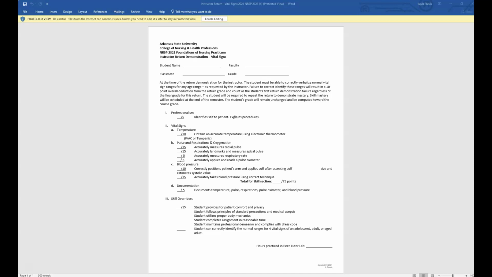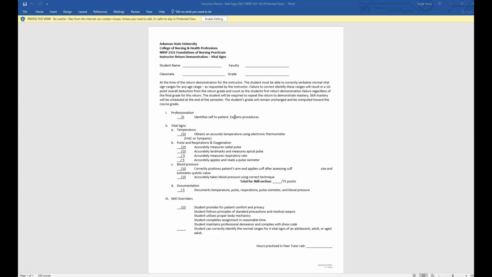And then during this return, you have to provide for privacy and comfort. Is your patient comfortable? Is the curtain pulled or is the door shut? Because we are going to have to take apical pulses, which means we're going up underneath the shirt. Standard precautions in medical asepsis: wash your hands before you touch your patient, clean your stethoscope.